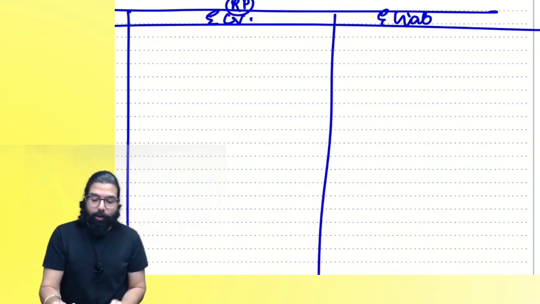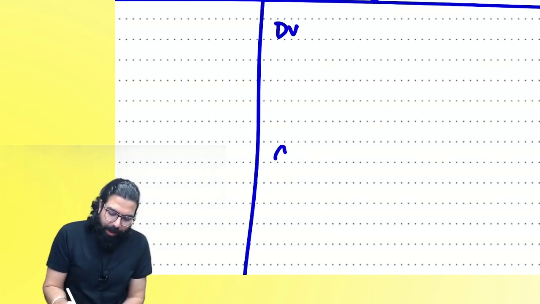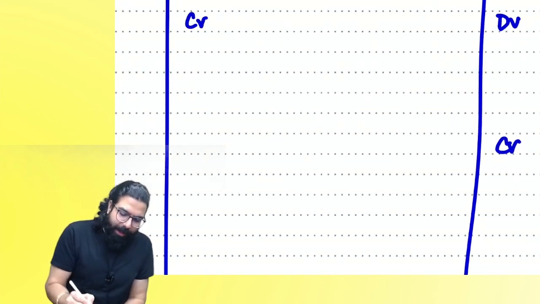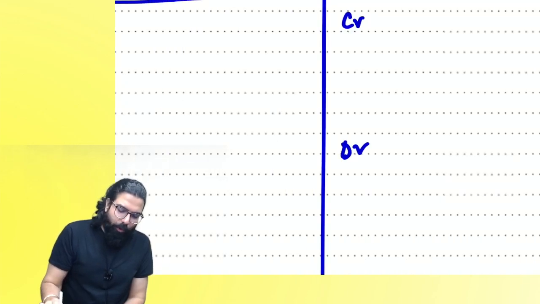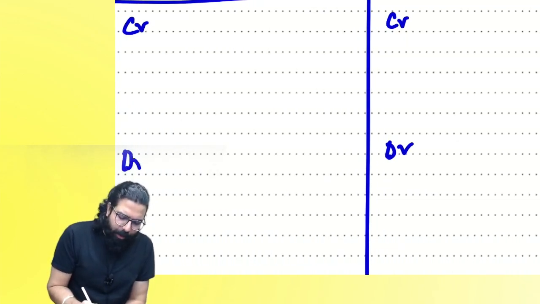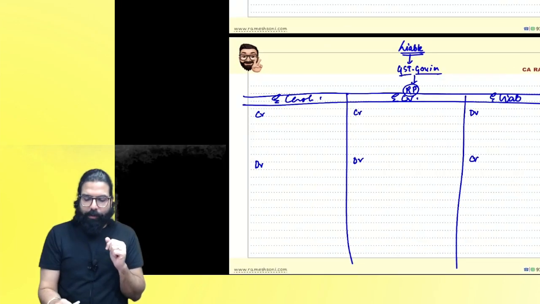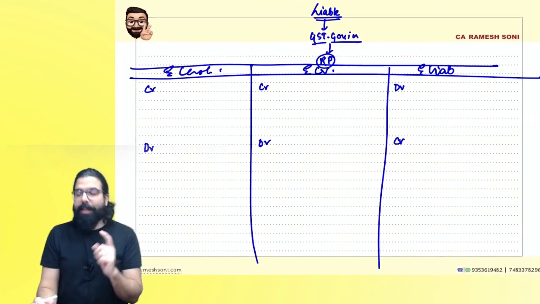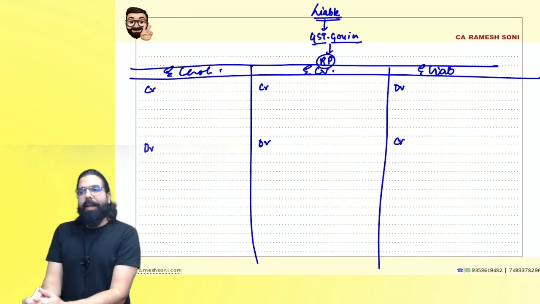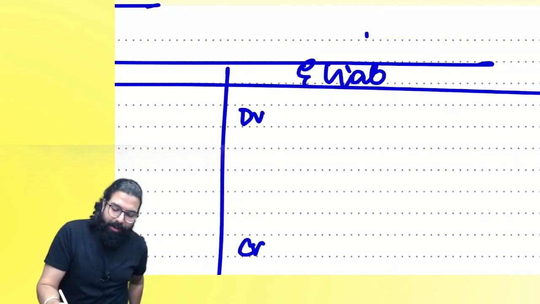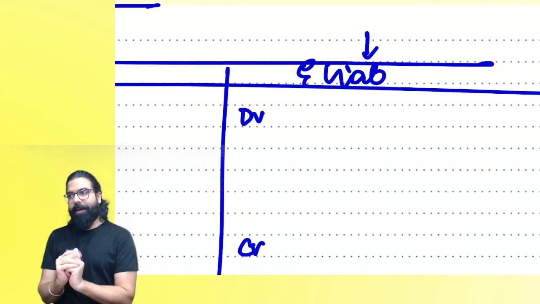It is a ledger, right, everyone? So it will have one debit and one credit. This will have one credit, this will have one debit, this will also have one credit, this will also have one debit. Now, in the e-liability ledger, whatever is your liability towards the government will be debited, right, everyone?